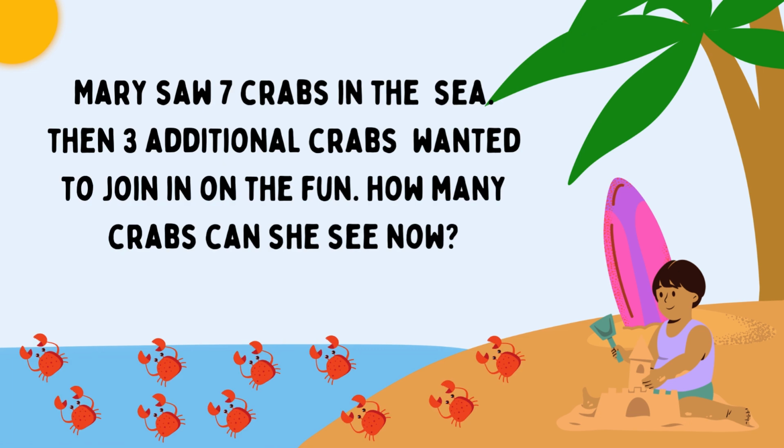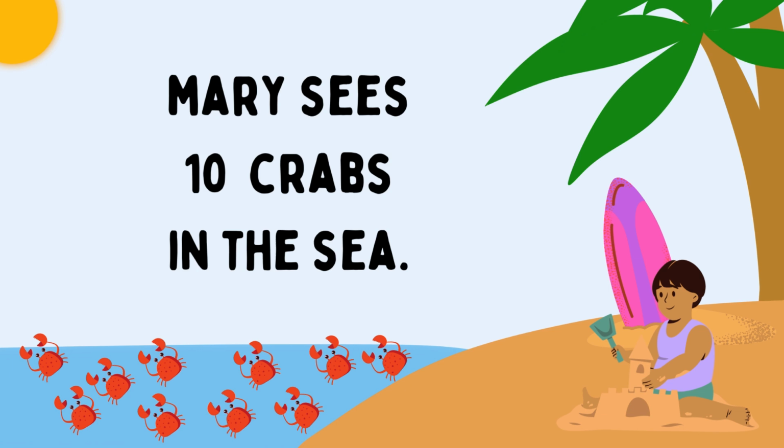Next, Mary saw 7 crabs in the sea. Then 3 additional crabs wanted to join in on the fun. How many crabs can she see now? The answer is Mary sees 10 crabs in the sea.